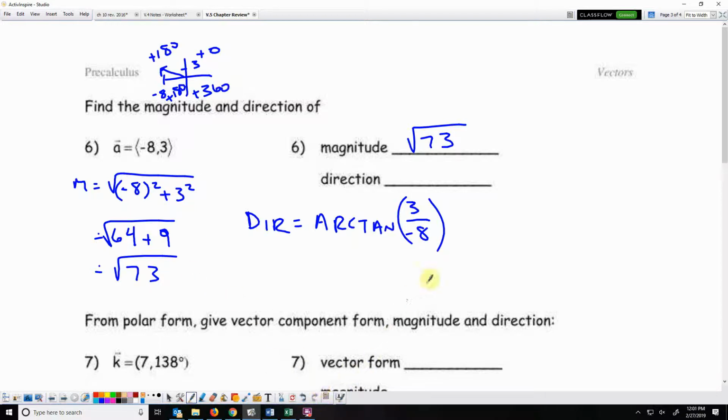Okay, so here we're in quadrant 2, so we need plus 180. We want to make sure we're in degrees for our calculator mode. We'll type in arctan 3 over negative 8 plus 180, 159.44 degrees.